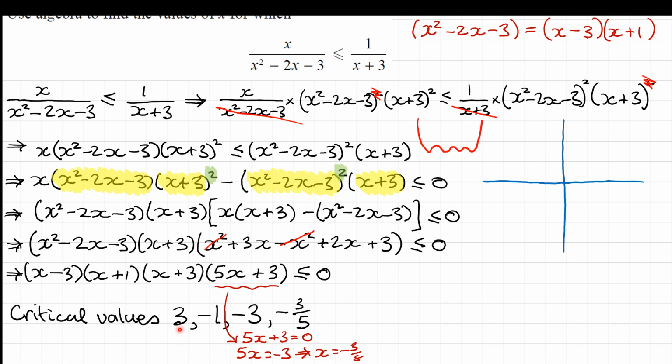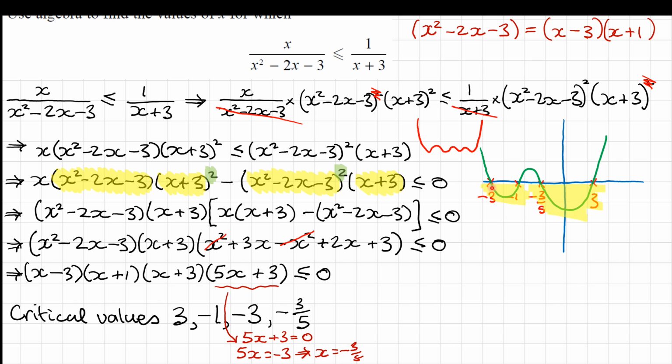So let's now plot these values on this x-axis. So we've got -3, then we've got -1. This does not need to be to scale, and then -3/5, and then on the other side we have got 3. Now we just join the dots. So we start with our quartic up here, goes down below the axis, then above, then down, and then back up through the 3. Now we're interested in the part of the graph where it's all less than or equal to 0. Now that's going to be down here.